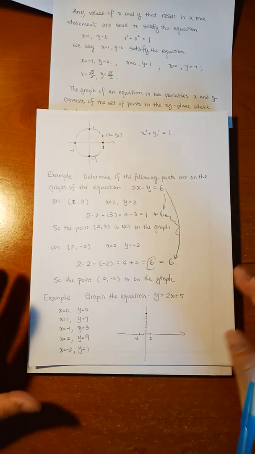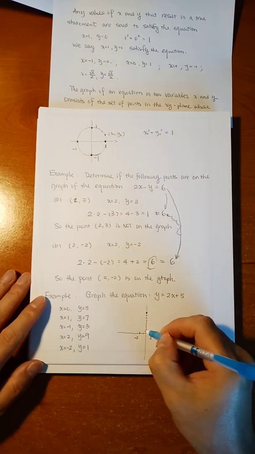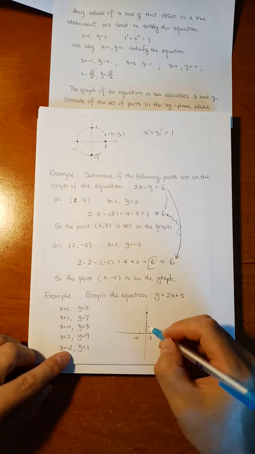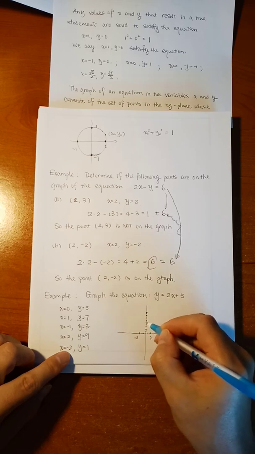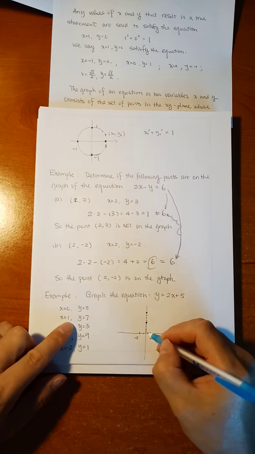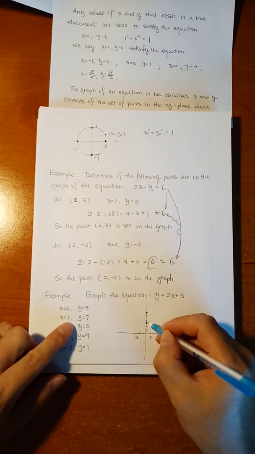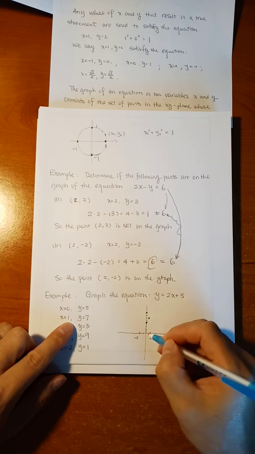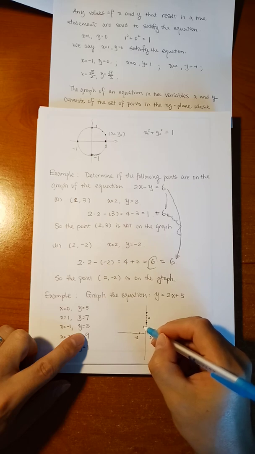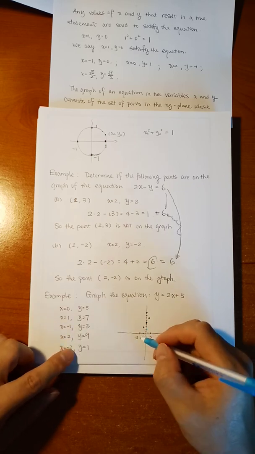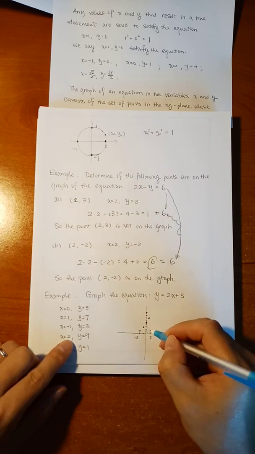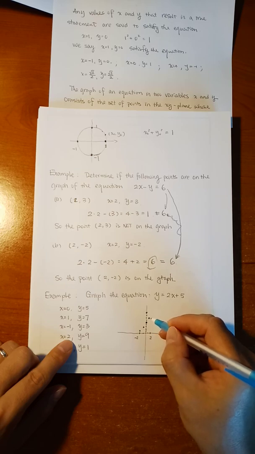I don't have big paper, so we have to shrink the unit. Okay, so when x is 0, y is 5. X is 0, 1, 2, 3, 4, 5. Y is 5 here, this point. When x is 1, y is 7. 7 is here. When x is negative 1, y is 3. When x is negative 2, y is 1. When x is 2, y is 9.